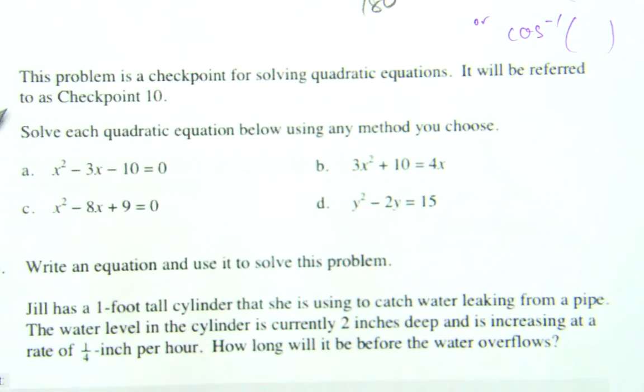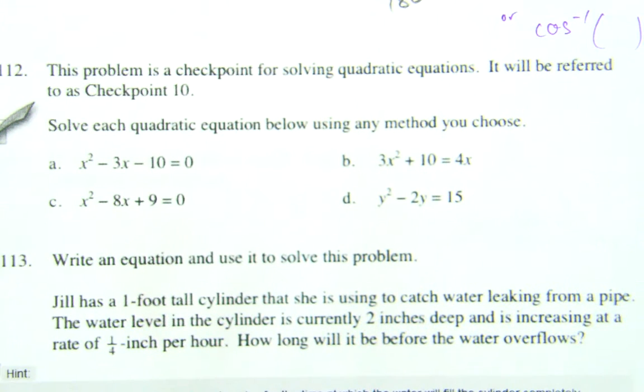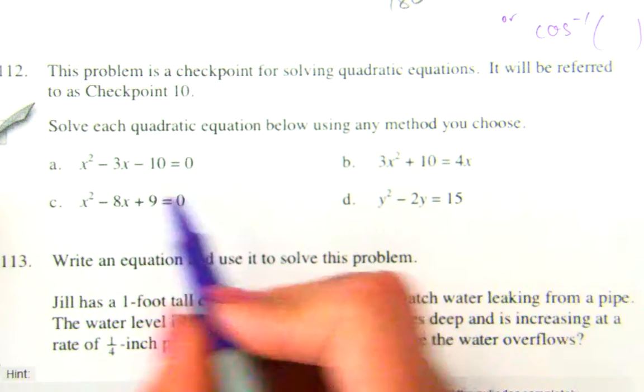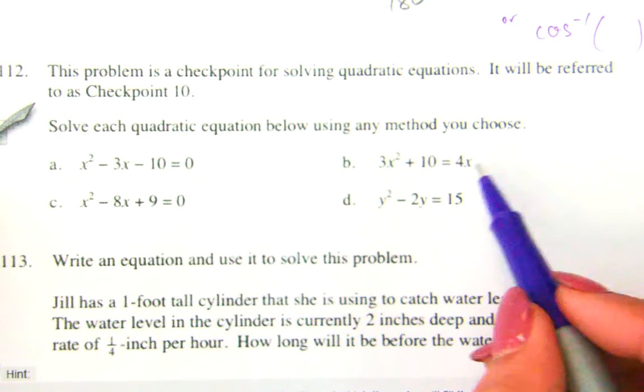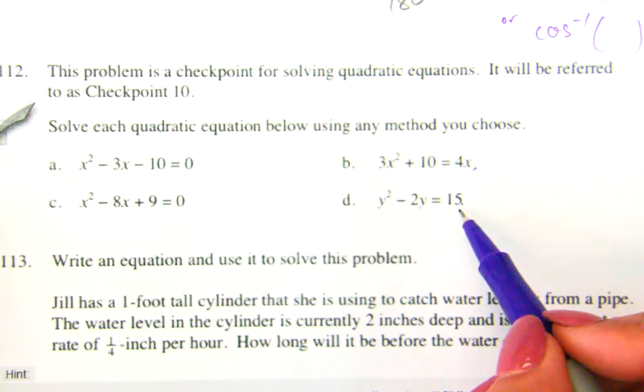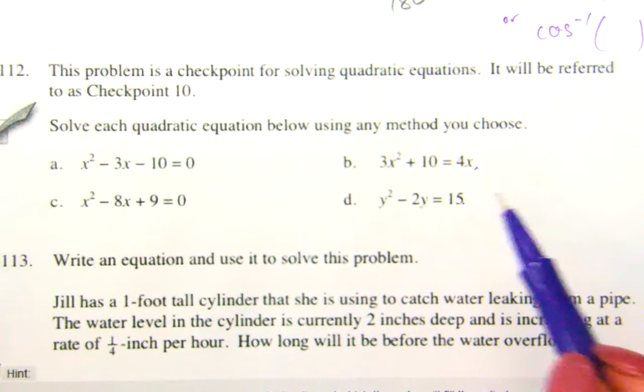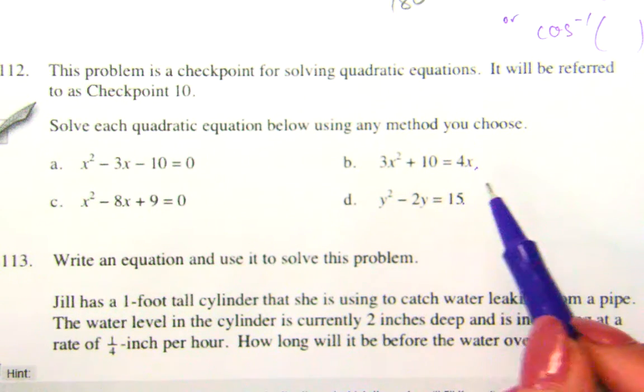All right, 112 is solve each quadratic equation below using any method that you choose. Please remember, just for all of them, you have to get it equal to 0, like A and C. So when you start B, when you start D, if you don't like the Y's, you could change them to X's. I don't really care. They're all the same thing.